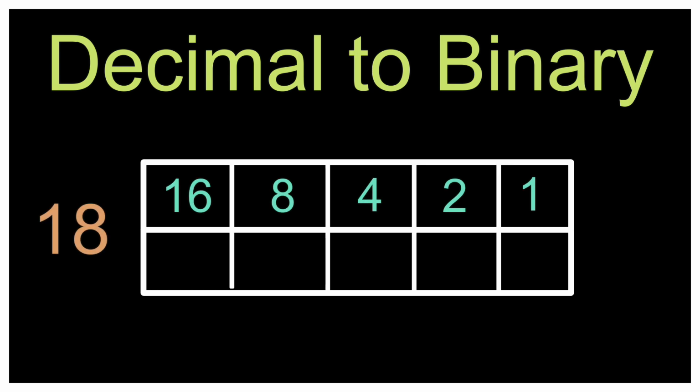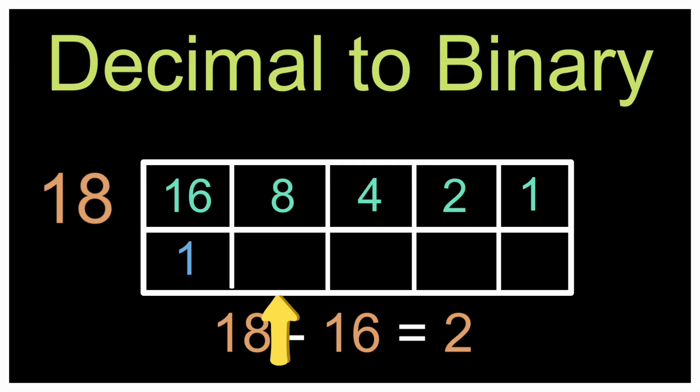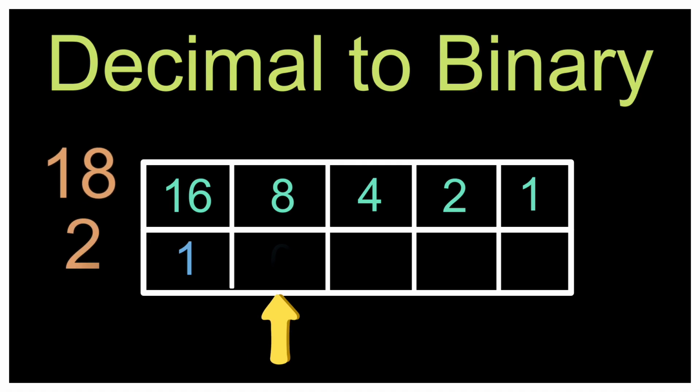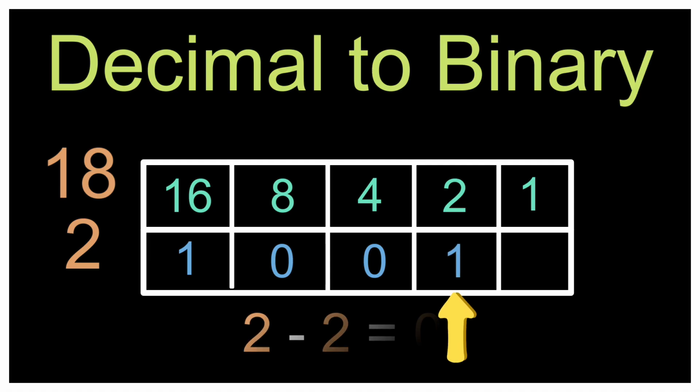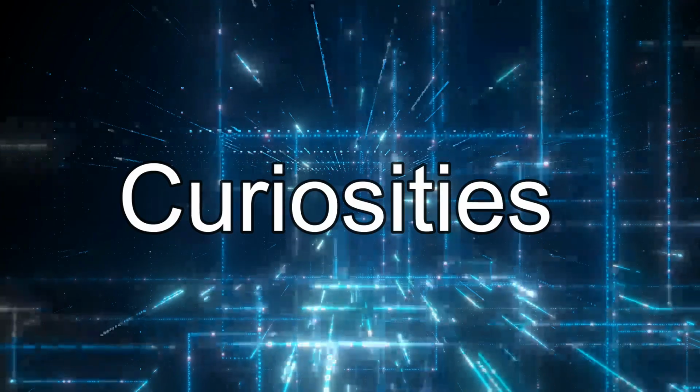18. The largest power of 2 less than or equal to 18 is 16. So we put 1. Now 18 minus 16 equals 2. The next powers are 8, 0, because 8 is bigger than 2. And 4, 0, because 4 is bigger than 2. Then we reach 2. That fits, so we put 1. Finally, the remaining value is 0. So the last position is 0. And here's the result, 1, 0, 0, 1, 0.